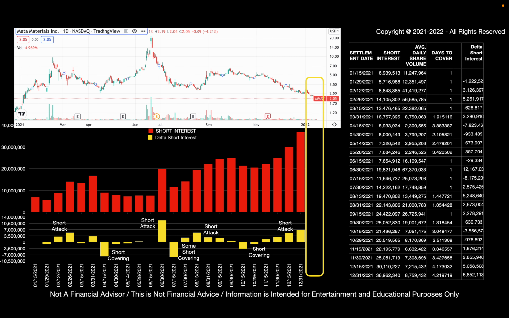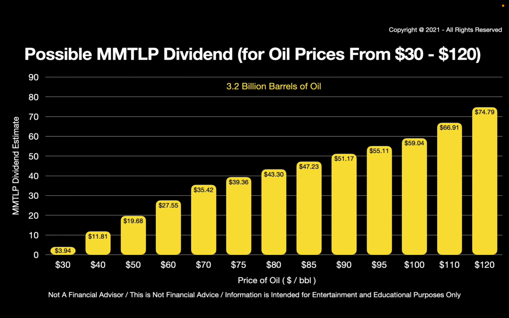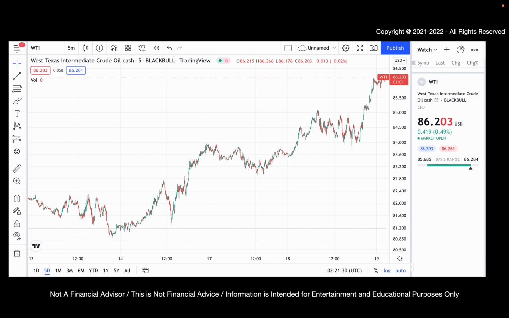Well, let's change tack a little bit. Let's have a look and see what MMTLP could provide. You might be familiar with this chart that I made from an earlier presentation about what the possible MMTLP dividend might be based upon oil prices from $30 to $120. We're clearly in the $85 price range and above, because we're at $86 per barrel of oil for West Texas Intermediate. That's what the price of oil is in Texas. WTI is at $86.